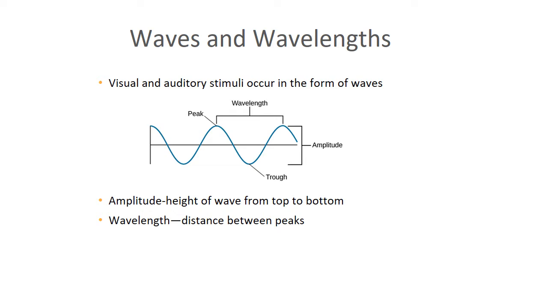First, we have the top peak on each of these. There's two waves that you're seeing there. There is a peak, which is the very top, and then there is the trough, which is the lowest point of the wave. The wavelength is the distance between two peaks, and the amplitude is the distance between the peak and the trough. So amplitude, the height of the wave from top to bottom, and the wavelength is the distance between peaks.